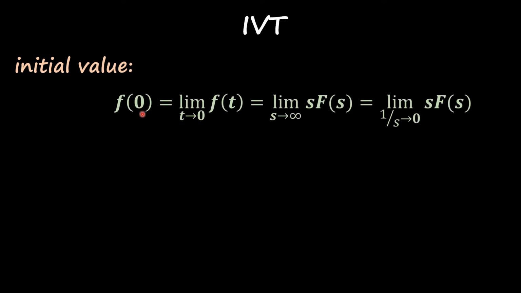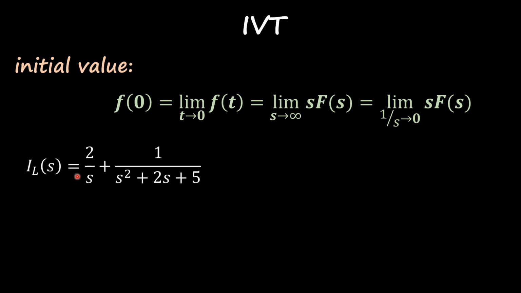So f of 0 can be found by applying the limit in time when t goes to 0 of your f of t, which we kind of did before in the video before this one, when we were finding the initial current for our inductor. But now we're going to apply the limit when s goes to infinity of s times your function. Or another way of doing this: sometimes s going to infinity makes it hard to solve that limit, so we substitute s by 1 over s and now find that limit when that tends to 0.